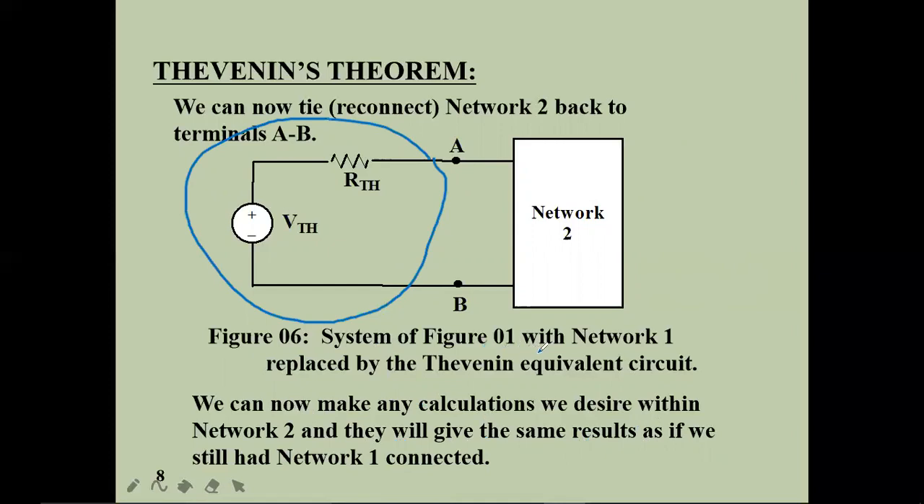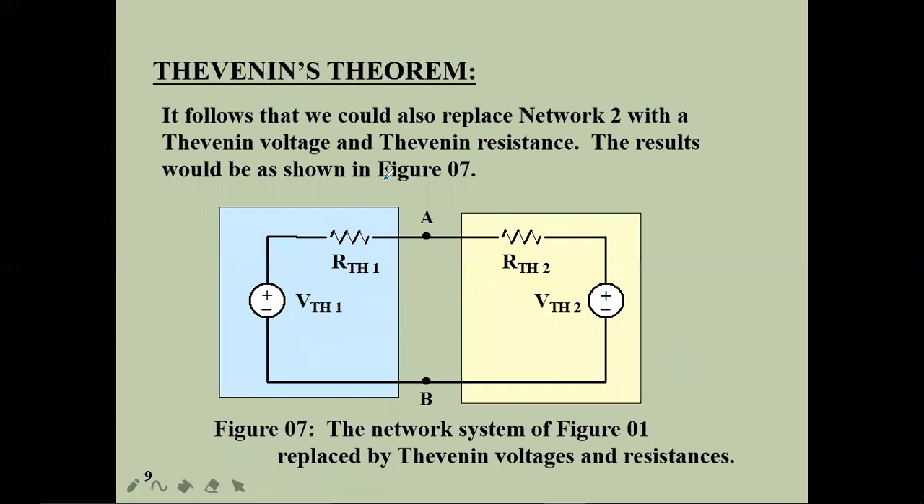So here is figure 1 with network 1 replaced with the Thevenin's equivalent circuit. This is connected to network 2 at the terminals A and B. So we can now make any calculations we desire within network 2, and they will give the same results as if we still had network 1 connected. Whatever we are doing will give the same results as network 1. As soon as network 1 is connected, the same values will appear across VTH and RTH. That's what I want to say with this point. It means the changes are going to be reflected on VTH and RTH, right?